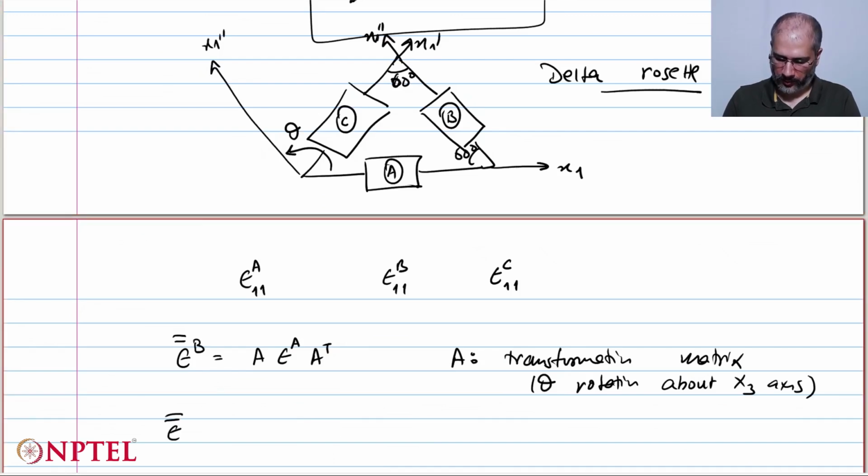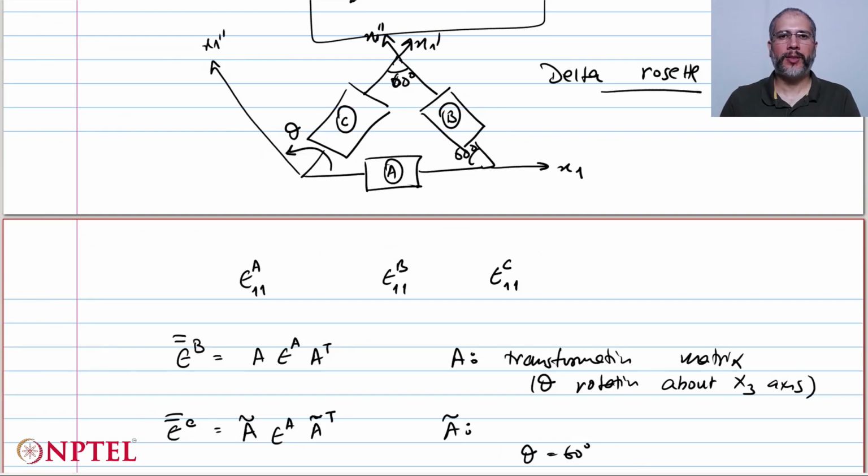Similarly, epsilon for the strain gauge C is A tilde epsilon A tilde transpose, where A tilde is the transformation matrix with a theta that is equal to 60-degree rotation about the x3 axis. So with these ideas of tensor transformation, we can very easily find the epsilon 12 component, that is the shear strain, by measuring longitudinal strain in different directions. We will have a problem on this delta rosette in the tutorial this week, so things will get much clearer through that problem. So this brings us to the end of this lecture.